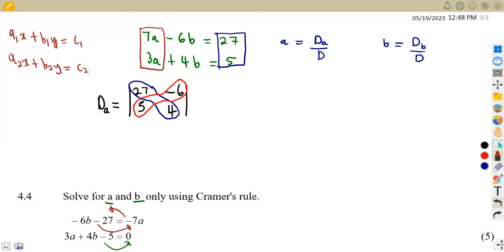So in actual sense, if I am given a matrix A, given as A, B, C, D, like this, given that this is my matrix A.